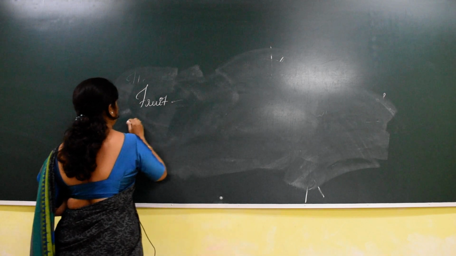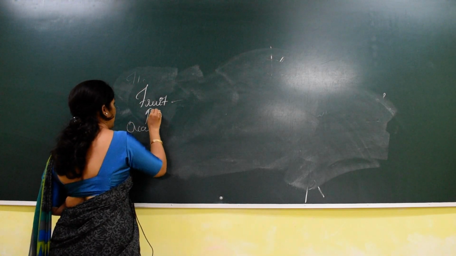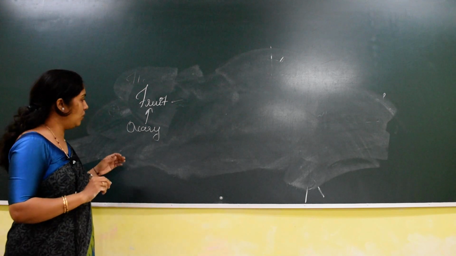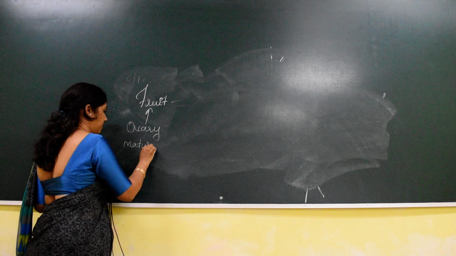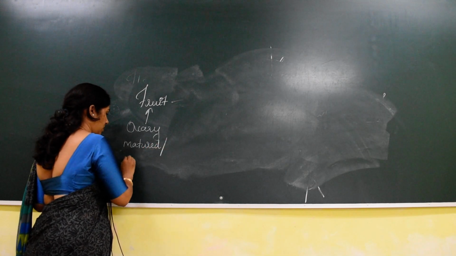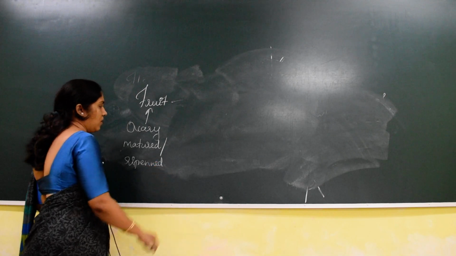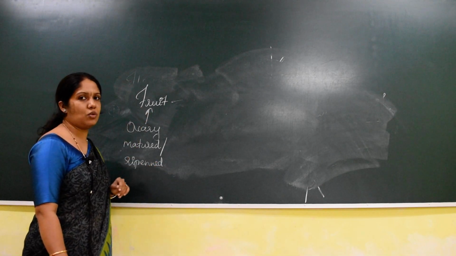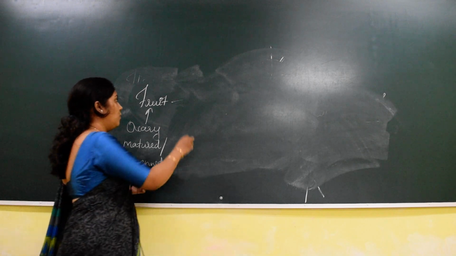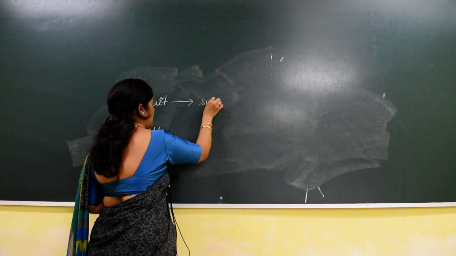The ovary gives rise to the fruit. The matured ovary, or ripened ovary, develops into a fruit, and the fruit bears the seeds.